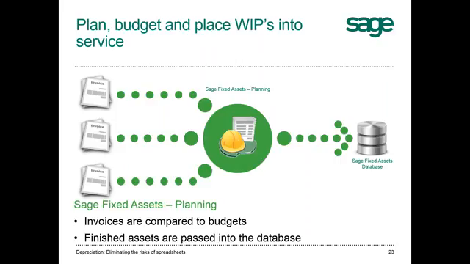And finally, keeping a close eye on your assets doesn't have to start after they're already placed into service. Sage also offers a planning tool, which is designed to help you manage your works in progress. You can set up budgets, both at a project and line item level, and then compare them to the actual expenses and transactions that you're accumulating as you build these assets out.